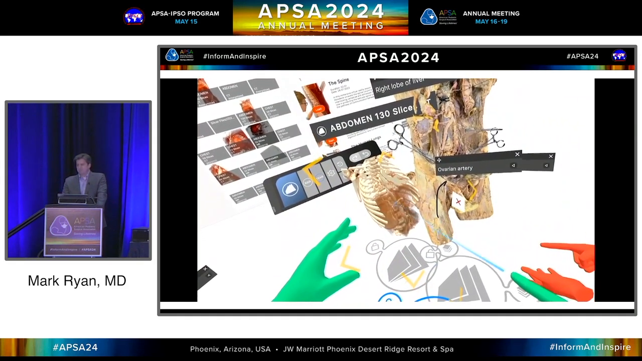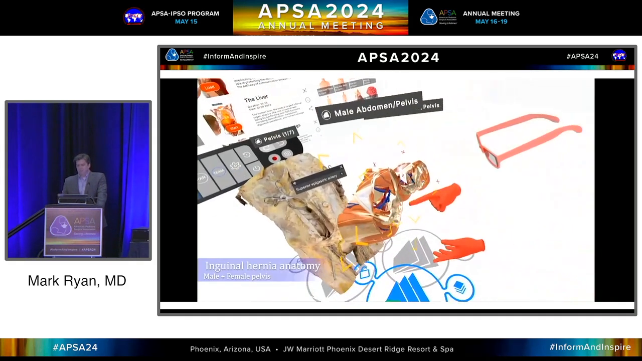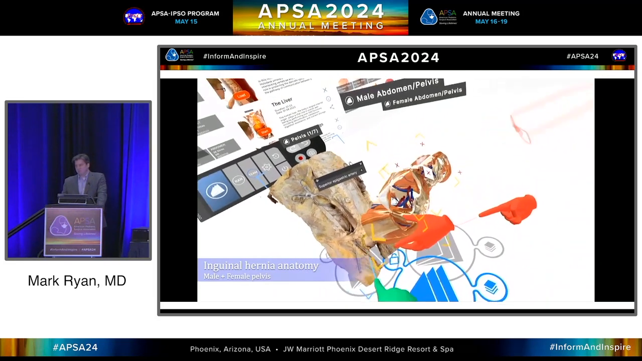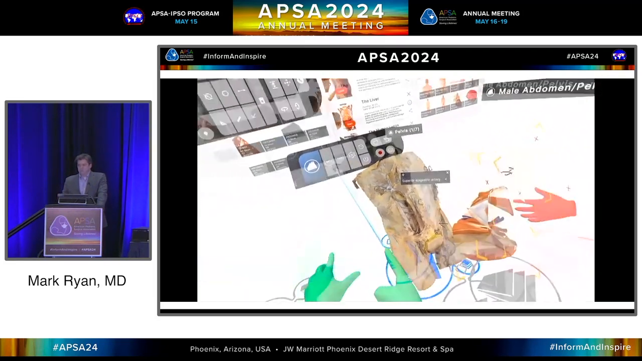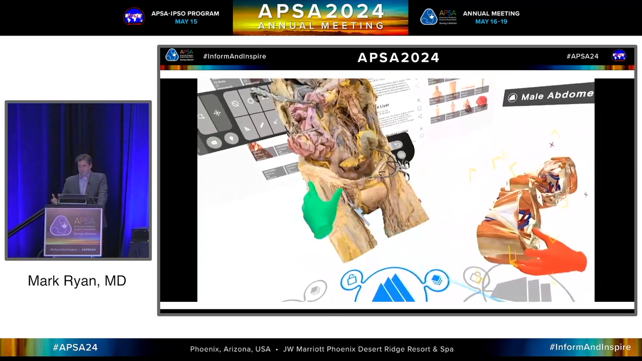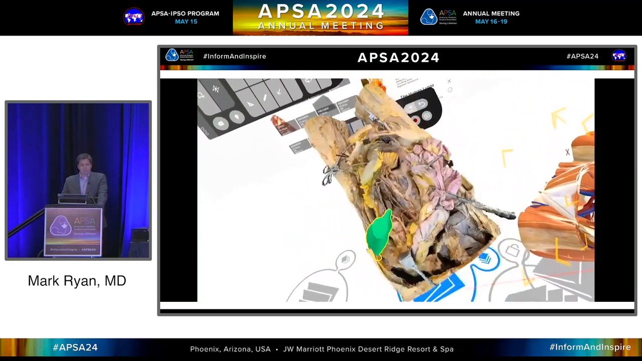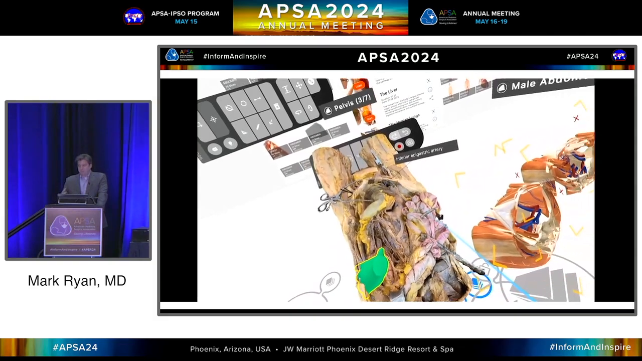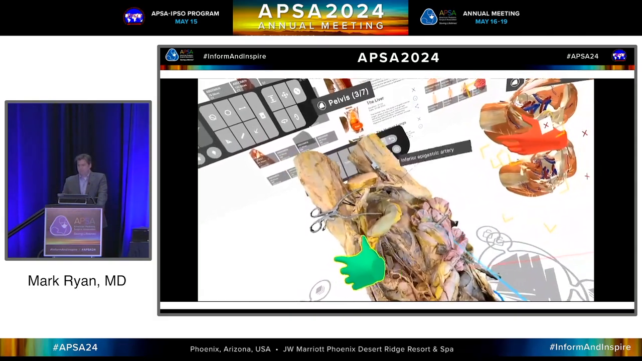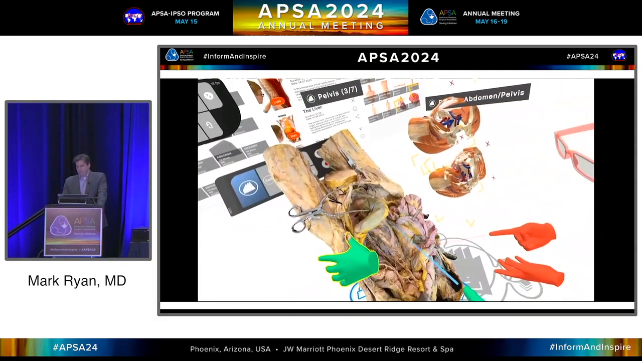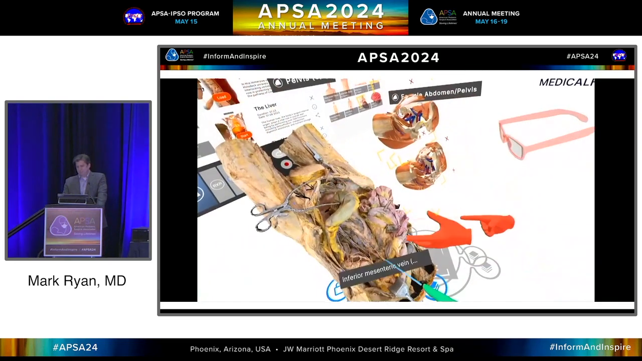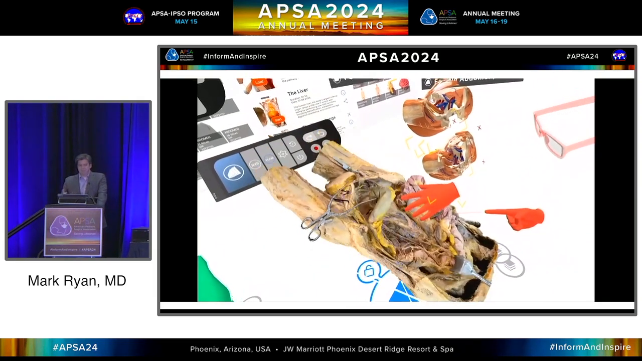I can pull in a CT model, and if I point at the pancreas, it'll say head of the pancreas, and I can review surgical anatomy for upcoming cases, so that when they show up to the OR, they have a working knowledge base of the anatomy they're looking at, and they're less confused. And this is a male and a female pelvis, and then I can look at the cadaver model and show them the tissue.